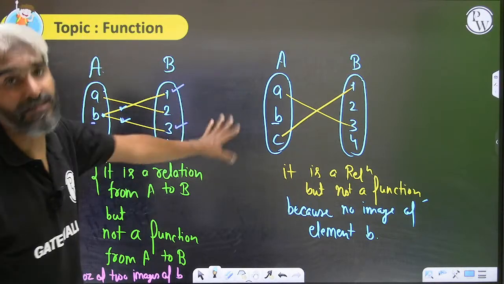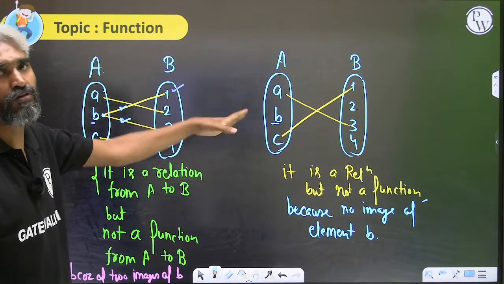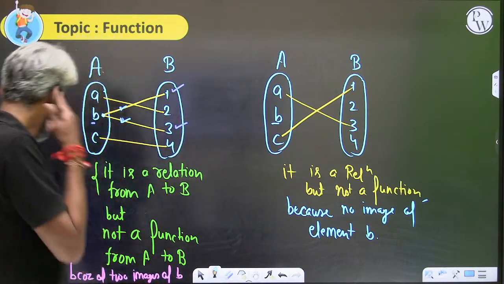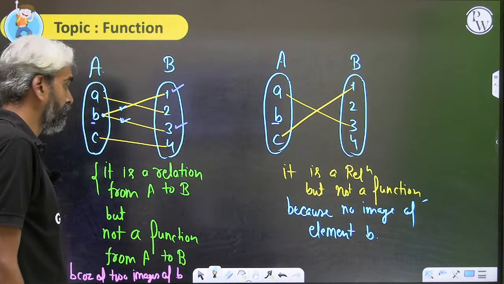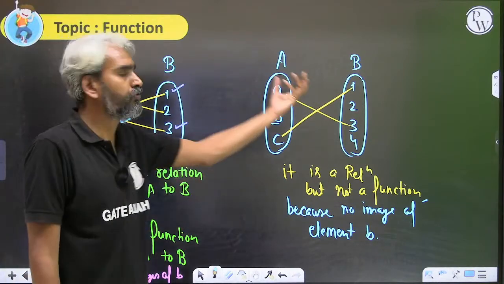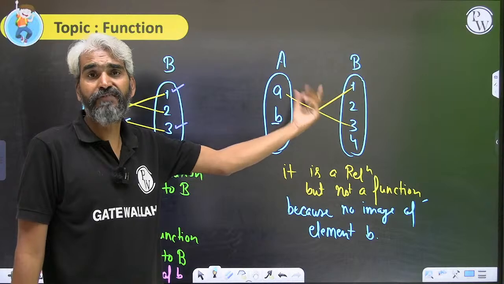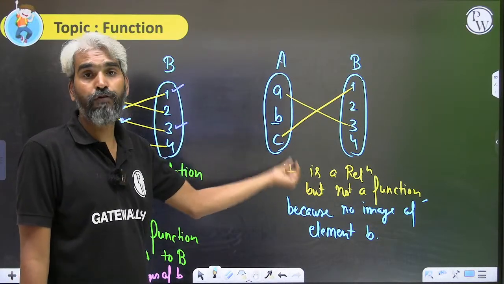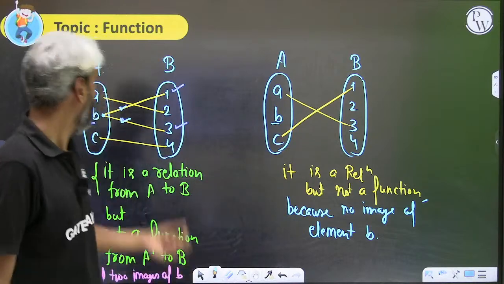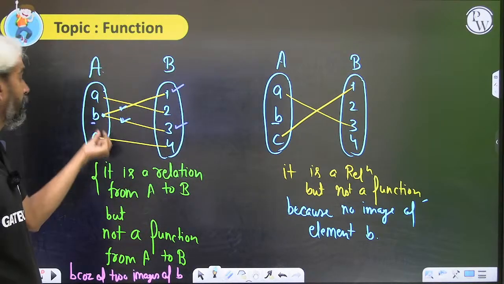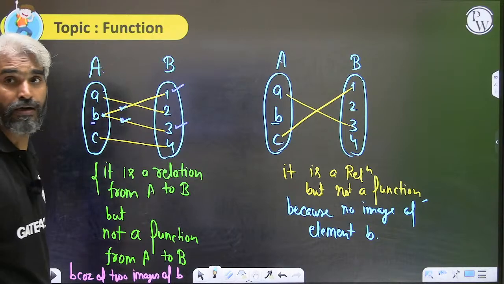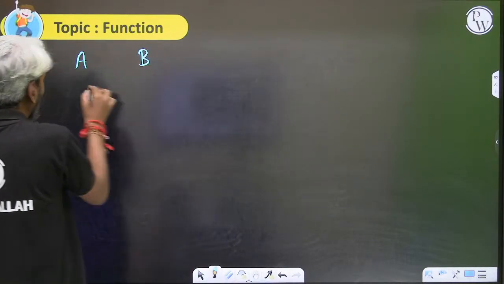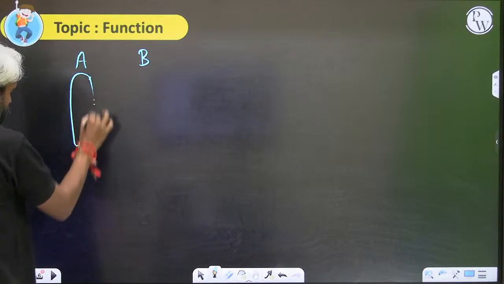These two are not functions. Forget about one-one, forget about onto. They are not even functions. Okay. The simple definition is that your function must be defined for every element of the domain, and here there is no definition for element b, therefore it is not a function. And there should be a unique definition for every element. So b has two definitions, therefore it will not be a function. Don't get confused. We'll talk about one-one and onto as well, but hold on for some time.